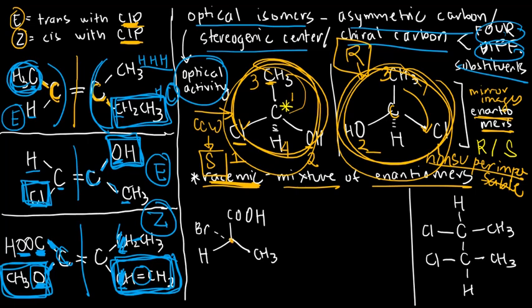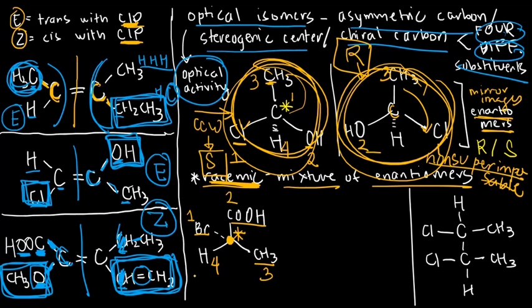So just like a while ago, the carbon here in the middle has four different substituents, so it's chiral. Now let's rank. Bromine is definitely the largest, so this is 1, followed by COOH, followed by methyl. And we know that hydrogen is always 4.